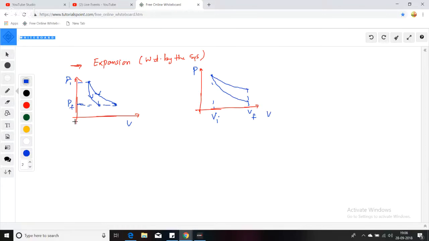Isothermal process means the temperature must be constant. Adiabatic process means the heat exchange is zero. Since expansion is taking place, the system is doing work. In an adiabatic process, the system is doing work at the cost of its own internal energy, since it cannot take energy from outside as the process is adiabatic. Is it clear? So write down: the system is doing work at the cost of its own internal energy.